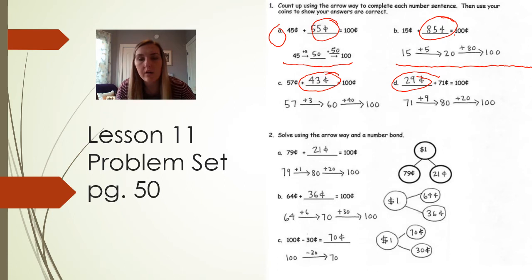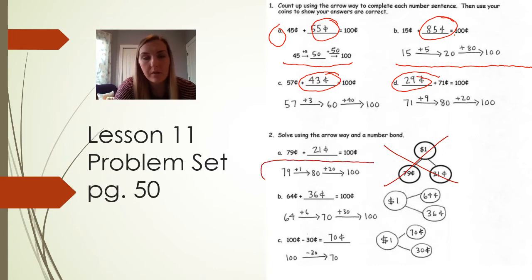All right, and you can check over problem 2's answers below. The number bond model is not super important. That's just showing the relationship of where the parts are in the whole. I would focus on if you are showing your work and strategy to find the missing parts. So here's the arrow way again, counting up to 100.